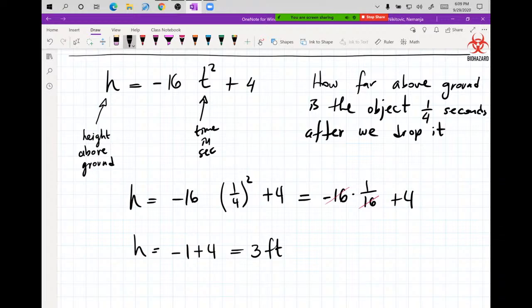So I'm at the first line up here, h equals negative 16 times 1/4 squared plus 4. So 1 squared is 1, and 4 squared is 16.